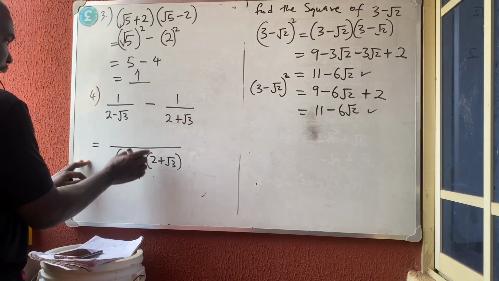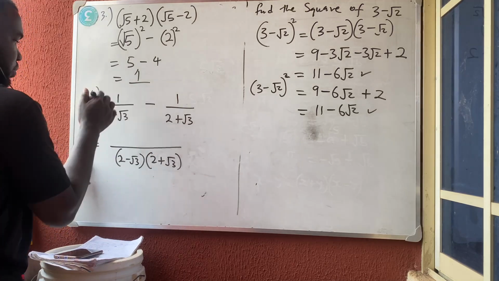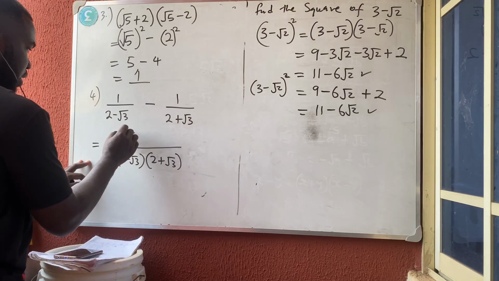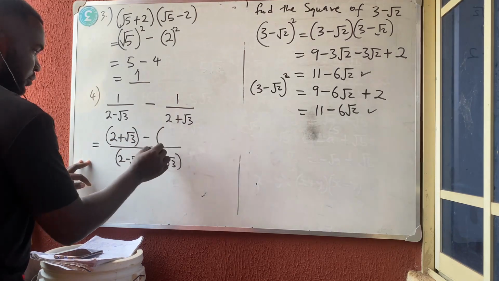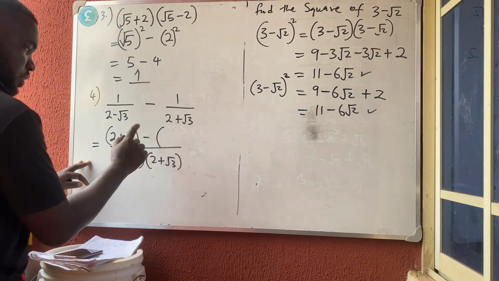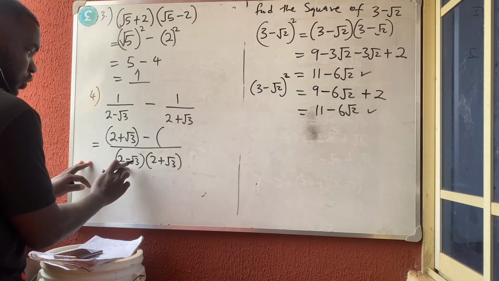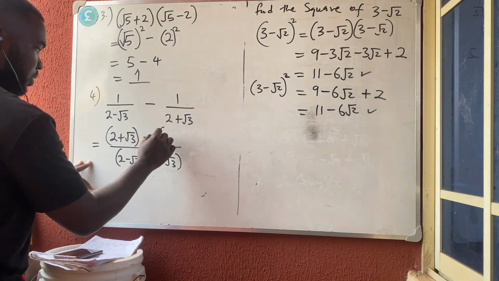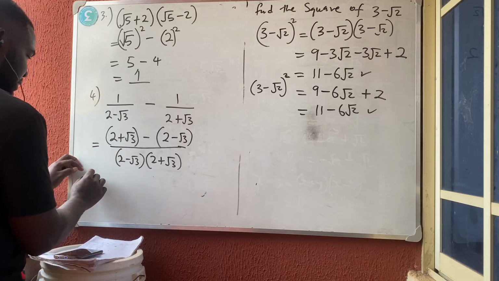Now, when both of them divide this, this one will cancel this, remaining only this one. This one times 1 is what? 2 plus root 3. Minus, because minus is very powerful, that's why I'm putting them in bracket. These two dividing this one will cancel this, remaining this one. This one times 1, you have what? 2 minus root 3.